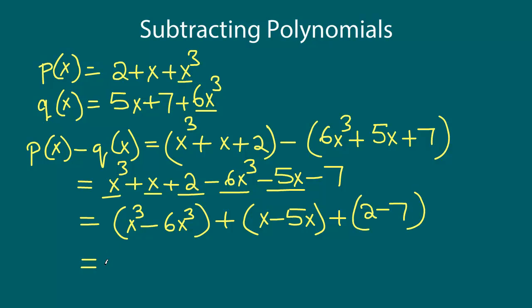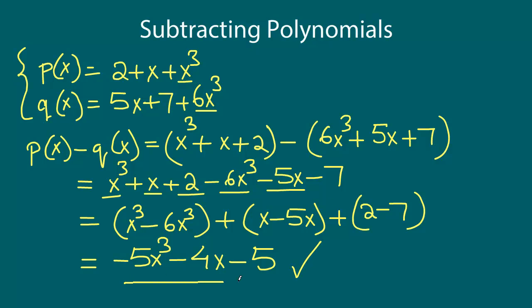And now let's just simplify this. So this will be minus 5x cubed. This will be minus 4x. And this will be minus 5. So if these are our two polynomials, then px minus qx will be this answer. So this will be px minus qx.